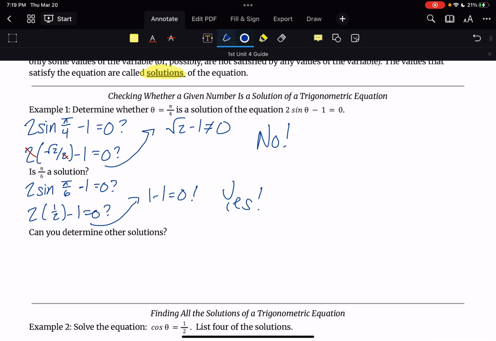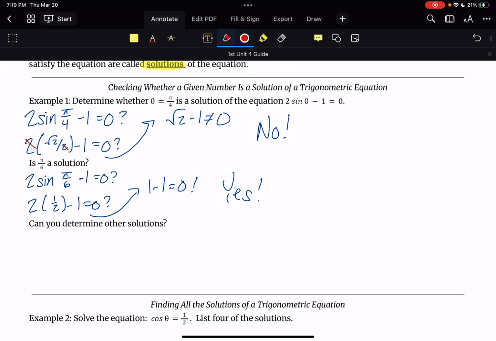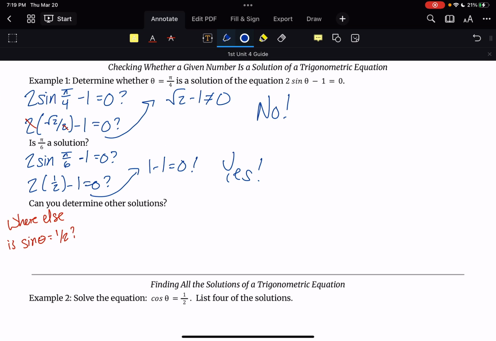In terms of determining other solutions, I'm asking myself, is there somewhere else where I get a sine of 1/2? If I look at my unit circle, 5 pi over 6 is another angle that gives me a sine of 1/2. So 5 pi over 6 is another solution.